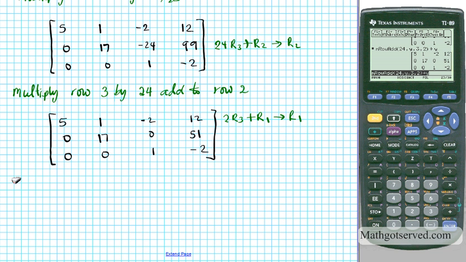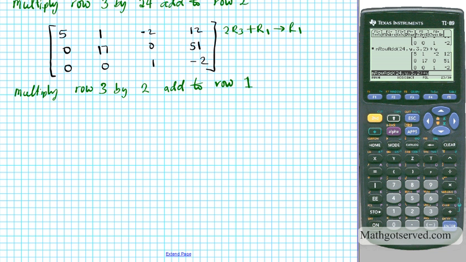So what does this mean? Let's write in word form. Multiply row 3 by 2 and add to row 1. Okay? Alright, so let's see what our answer will look like before we employ the help of a calculator. I know row 3 stays the same, 0, 0, 1, negative 2. I know row 2 stays the same, 0, 17, 0, 51. Row 1 changes a little bit. So this is going to be a 5, this is going to be a 1. This is the only thing that changes. But let's have the calculator do it for us, okay?